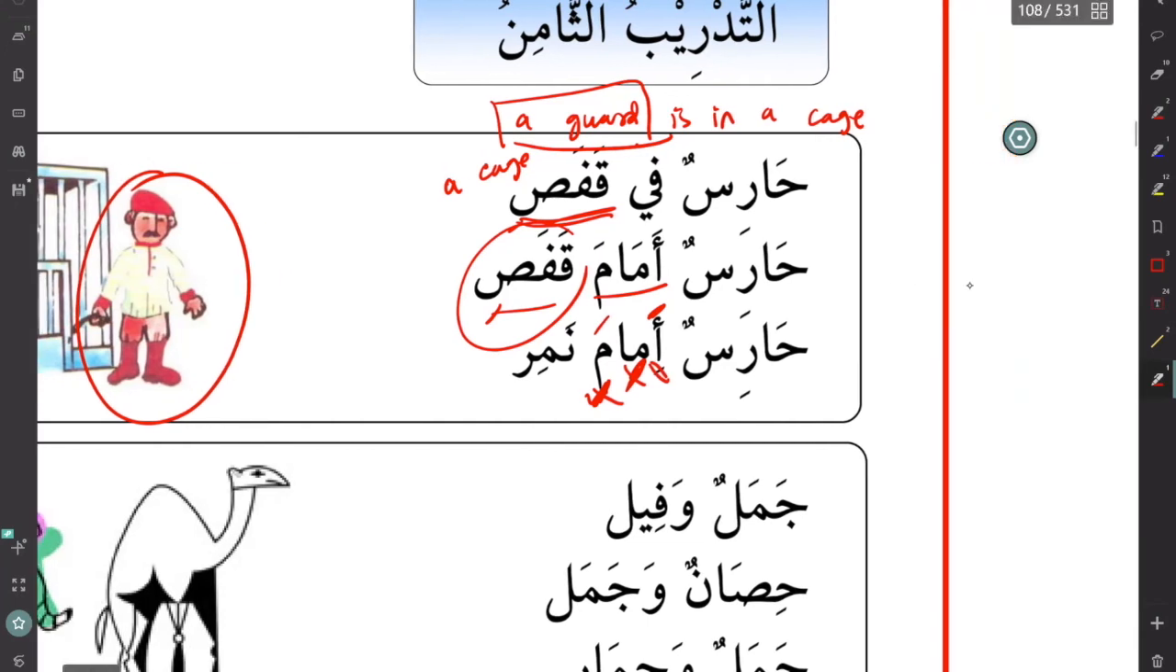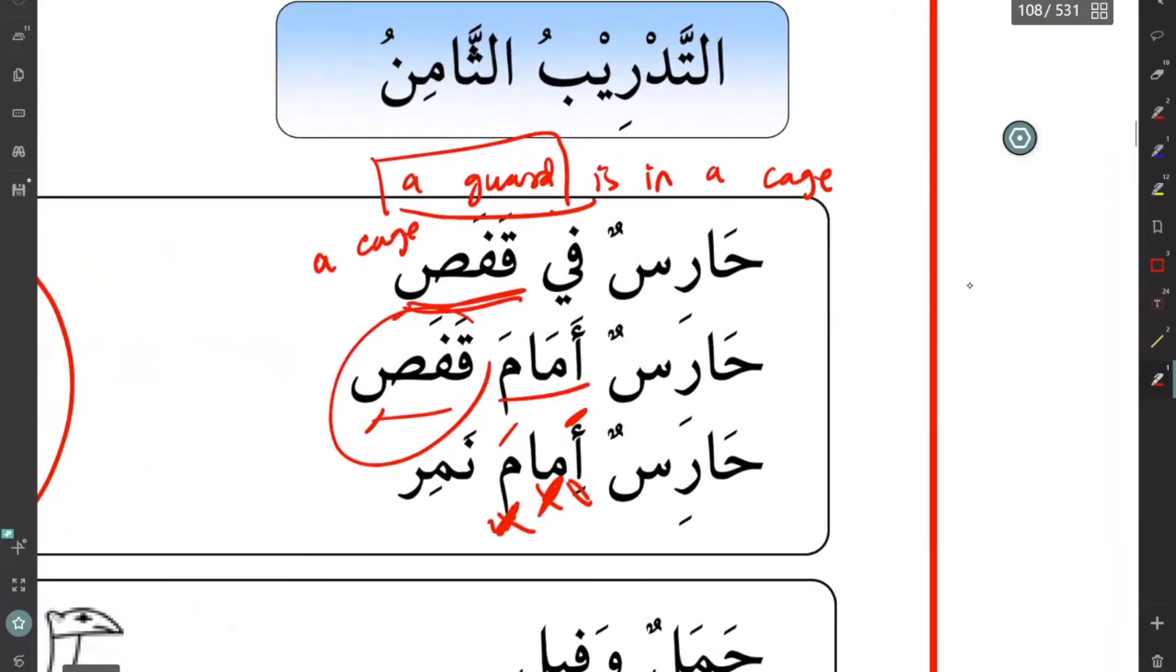Okay, just keep this thing in mind. I mean, you can translate it as a guard. In English, we don't have a problem. We can say a guard is in a cage. But in Arabic language, we'll learn it soon, inshallah, that you cannot start a sentence with an indefinite noun. Okay. There are some exceptions, but we have to learn the basic rule that you have to have a definite noun.